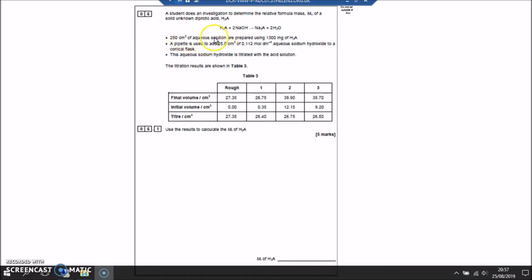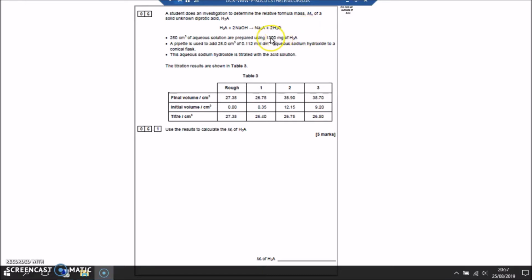I've got 250 centimetre cubed of the acid, and in there I've got 1,300 milligrams of H2A. Remember, milligrams, I don't usually use milligrams. I want to get into grams, and to get milligrams up into grams, into a higher unit value, I divide by 1,000.